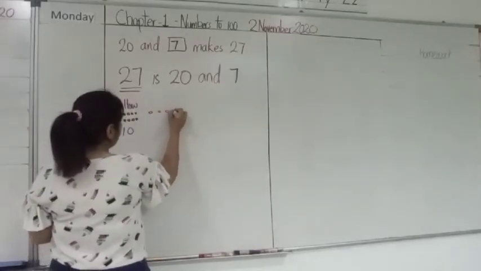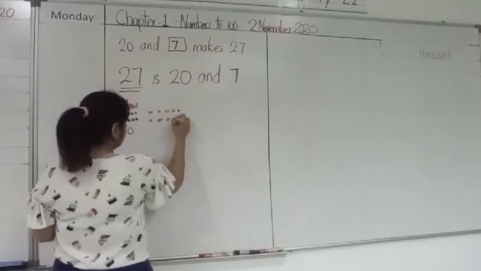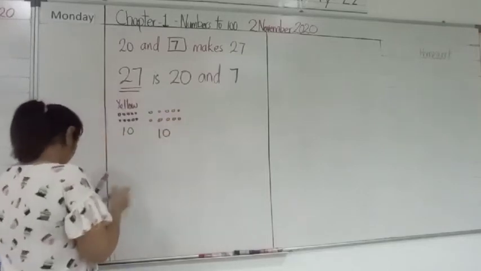1, 2, 3, 4, 5, 6, 7, 8, 9, 10. Write down 10 below the red buttons.